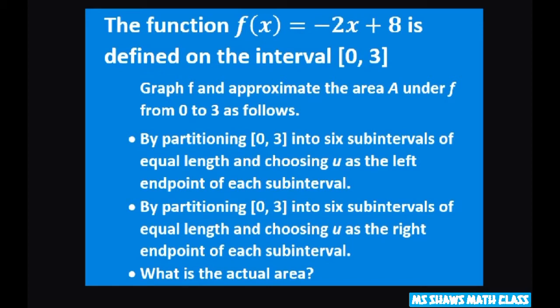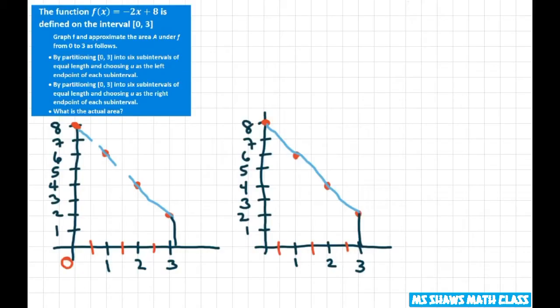What's the actual area? All right, so I basically went ahead and drew the line. It's a negative slope with y-intercept 8. We're going from 0 to 3, and we're subdividing it by 6. So this is going to equal 1/2. That's what we're going to multiply each one. So let's draw what we're doing.